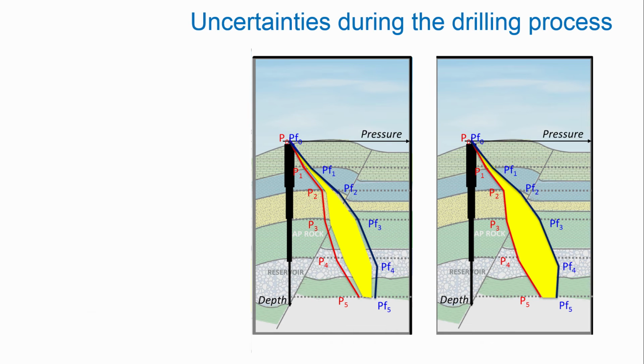Here is an example of two well pressure profiles. One is an exploration well, the other one is a development well. Which one corresponds to the exploration well?